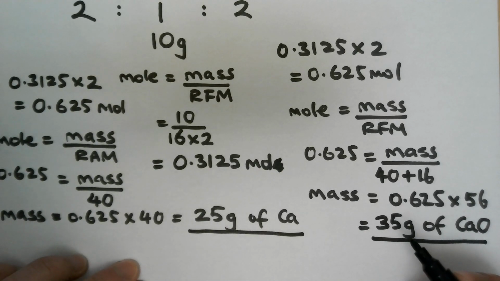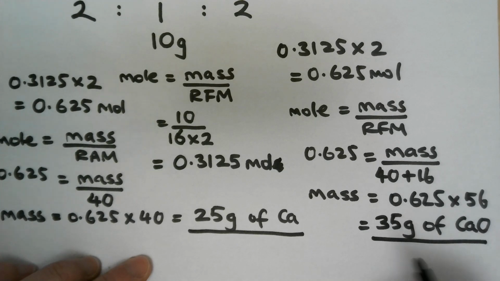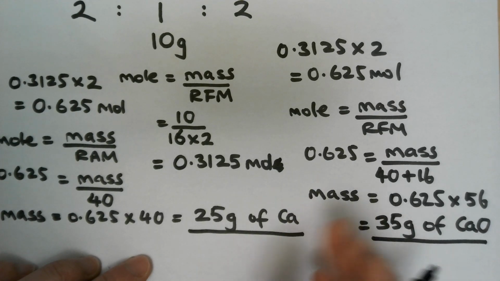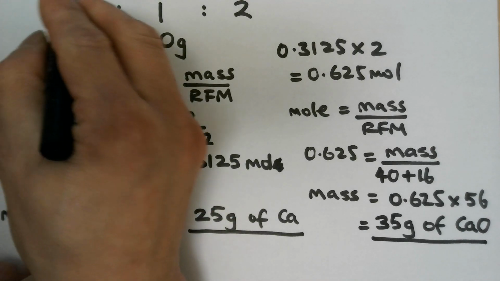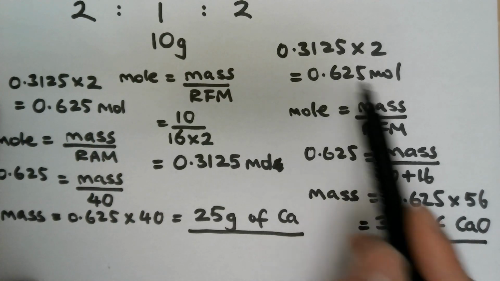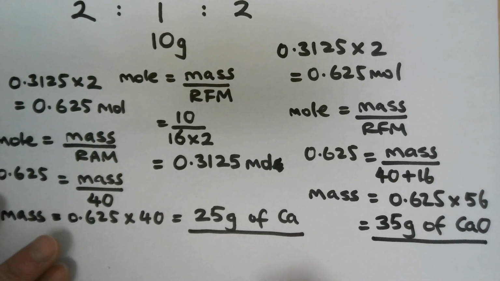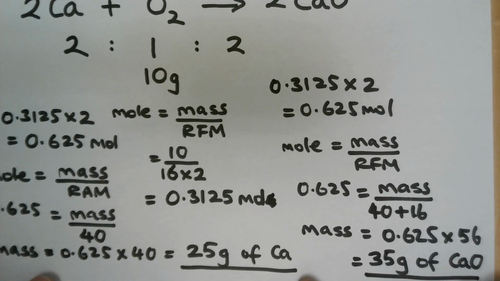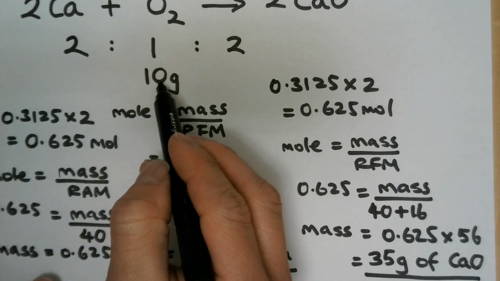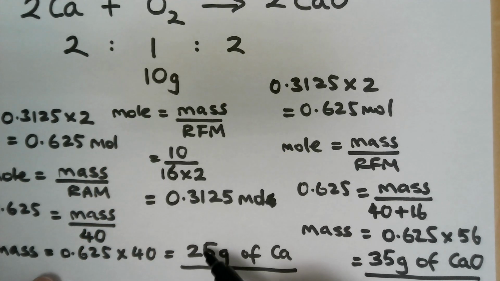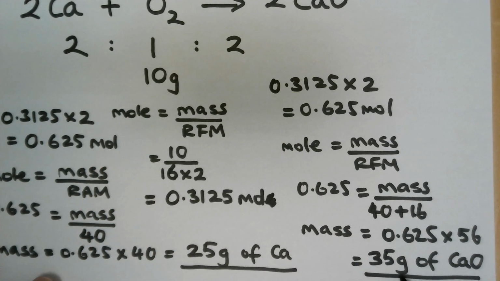And if we look at the law of conservation of mass, you can't create or destroy mass. Everything has to be conserved. So the mass of the reactants has to be equal to the mass of the products. And if we have a look, for the reactants we've got 25 grams of calcium and 10 grams of oxygen, which together makes 35. And if we have a look at our answer, it's 35 grams. Okay, so the law holds true and we've got our answers.